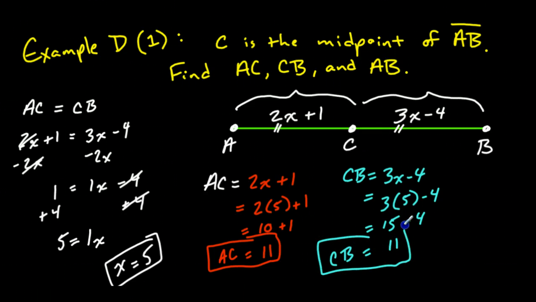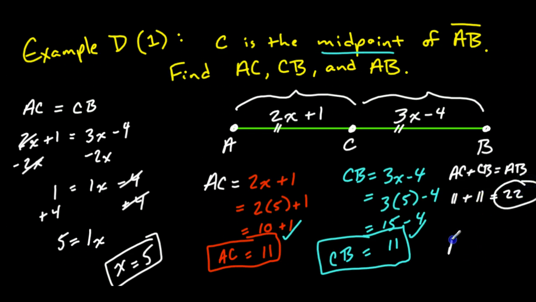Excellent. Now I know my answer worked because C was the midpoint. If AC and CB are both congruent, which they are, 11, then I know it worked out. All right, I also have to find AB. Well, I know AC is 11 and CB is 11. So I can say, all right, 11 plus 11, or AC plus CB, that's equal to AB, the whole thing. So 11 plus 11, well, that just equals 22. The length of AB, thus, is 22.